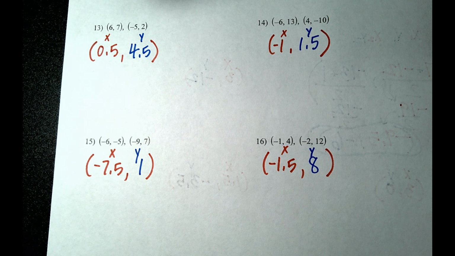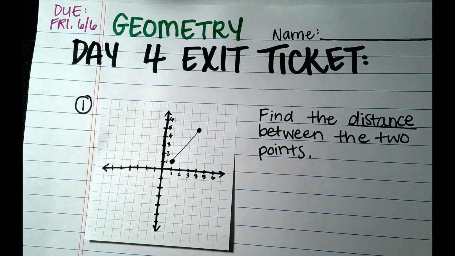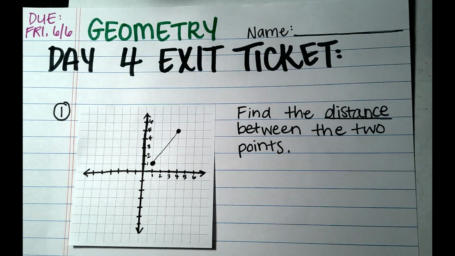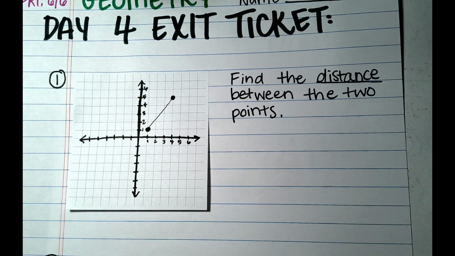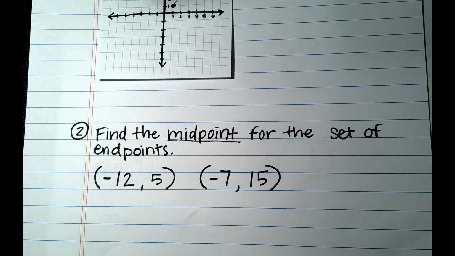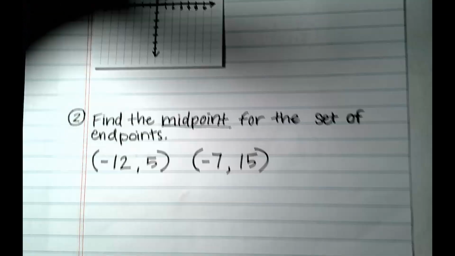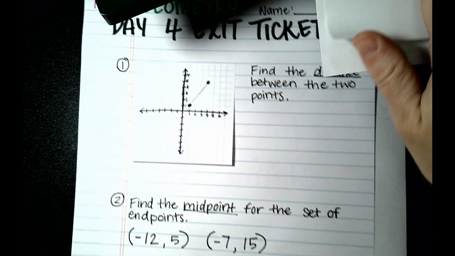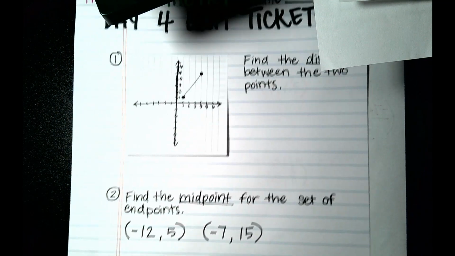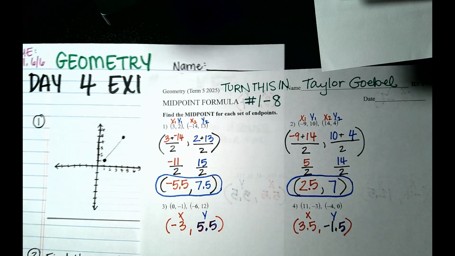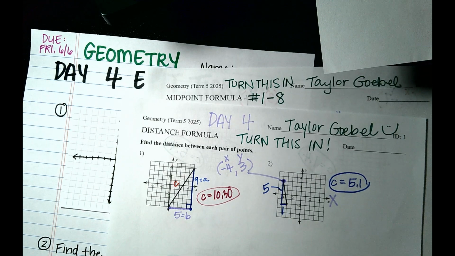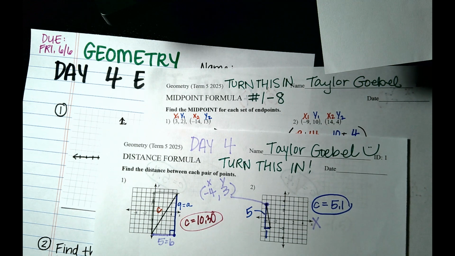Okay, I am just gonna say this again for the video. This is your exit ticket, day 4. This is due on Friday. For the first question, you're gonna find the distance between the 2 points on the graph. And number 2, you're gonna find the midpoint for the set of endpoints. And that is all. Make sure you turn the midpoint formula worksheet in and the distance formula. And that's it. I'm going to end the recording there. When you're done with that, you're free to go.